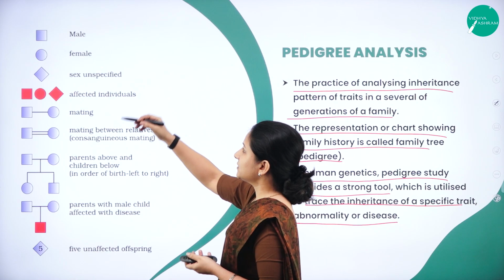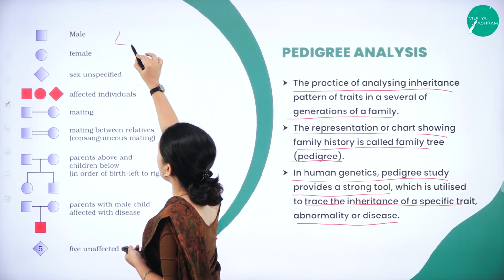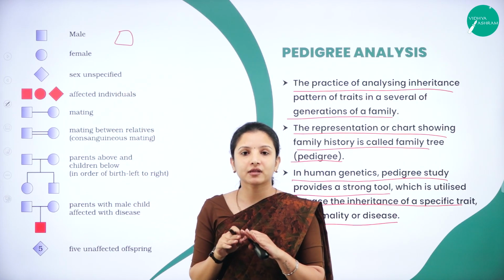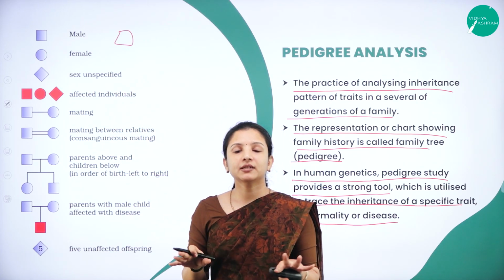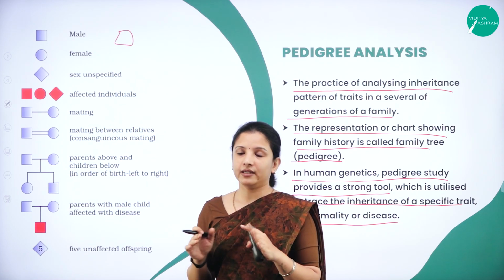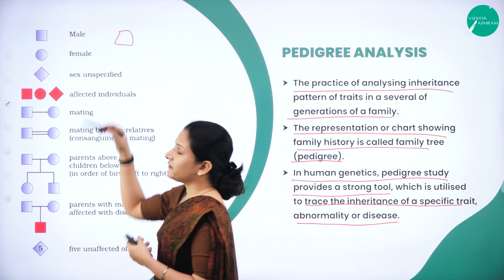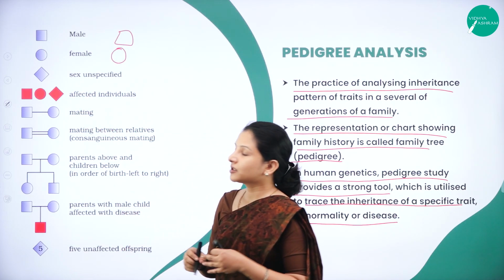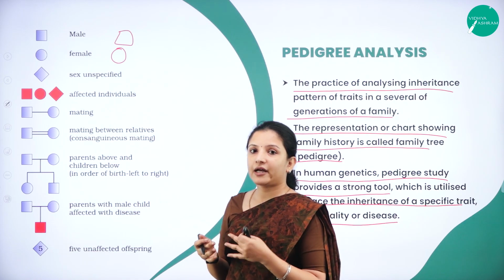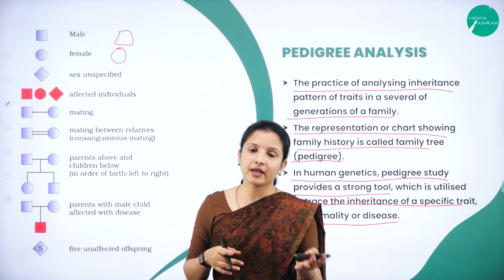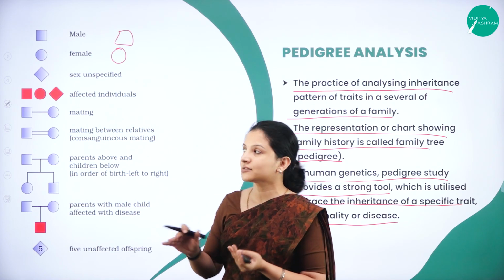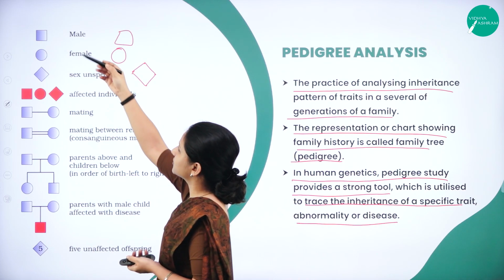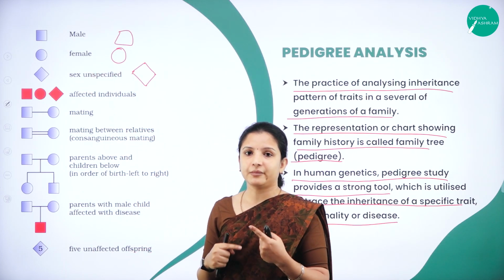To represent a male, they have used a square box which is blue in color. Blue color means everything is normal. The male doesn't have any disease. It is a normal male. To represent a normal female without any disease, they have used a circle. And to represent a sex unspecified, because the person is neither a male nor a female, that is in between sex, it is represented like this, neither square nor circle but a diamond shape.